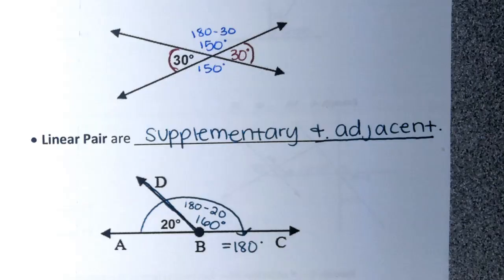Yes. You said supplementary and adjacent for linear pair. Why didn't you say adjacent? Because vertical angles are, the definition of vertical angles are that they're opposite. I could have written congruent and opposite. Yeah.